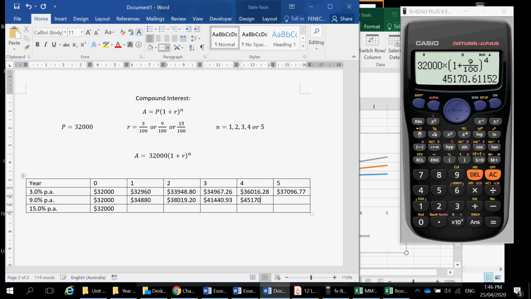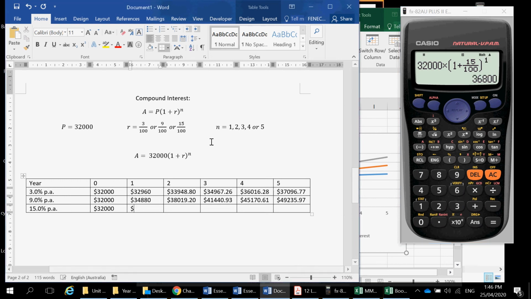45,170.61 at 4 years. And at 5 years, 49,235.97. There we go. Now I need to do the 15% row. So what needs to change here? The interest rate. It's no longer 9%, it's 15%.